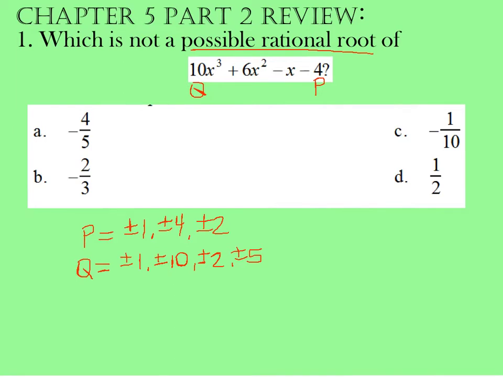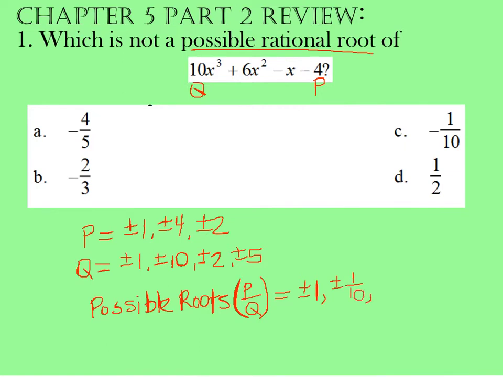Now to find all of the possible roots, we're going to take each p and divide it by each q. So our possible roots are p's over q. Well, 1 divided by 1 is 1. 1 divided by 10 is 1/10. 1 divided by 2 is 1/2. 1 divided by 5 is 1/5. And notice I said plus or minus for all of them.